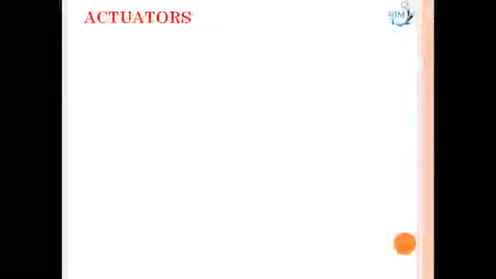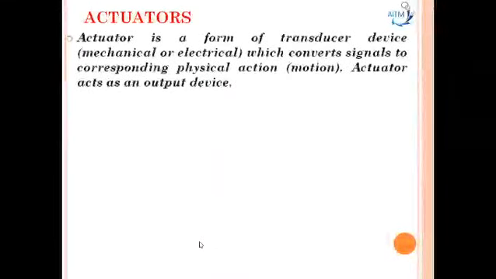Now coming to the actuator, an actuator is a transducer device. It can be mechanical or electrical, which converts signals to corresponding physical action. So the action will be in the form of motion here. And actuators act as an output device. Usually these actuators are connected to the output pin of the embedded systems here. If suppose the embedded system is designed for any controlling purpose here, the system will produce some changes in the controlling variables to bring the controlled variable to the desired value, and this can be achieved through the actuators here. So actuators are connected to the output port of the embedded systems here.